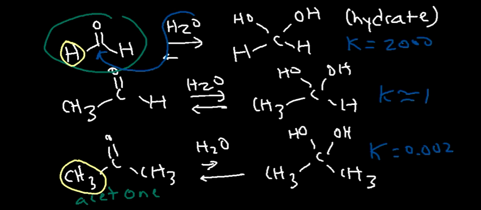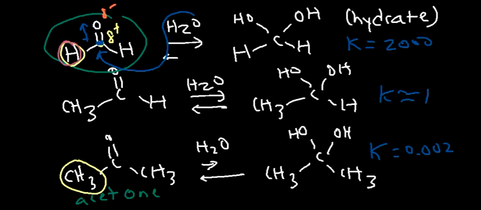The second reason is electronic factors. This carbon is partially positive, and it's attached to an electronegative oxygen atom, which is partially negative. So oxygen pulls electron density away from this carbon atom. So this carbon atom really wants electrons. And if you take electrons away from it, you're going to make it unhappy or less stable. But if you give it electrons because it wants it, it becomes more stable.